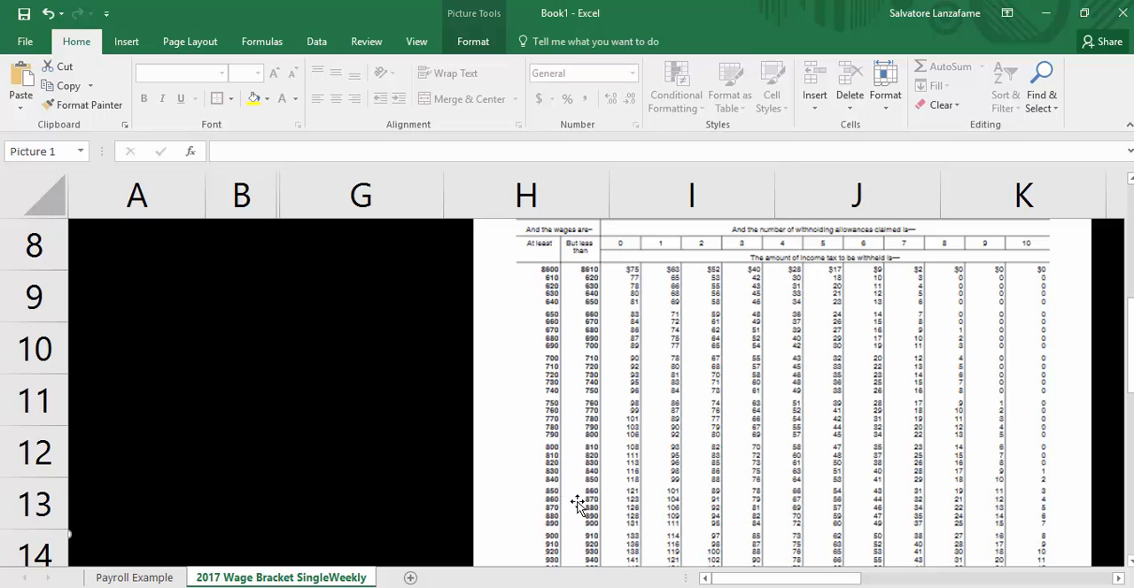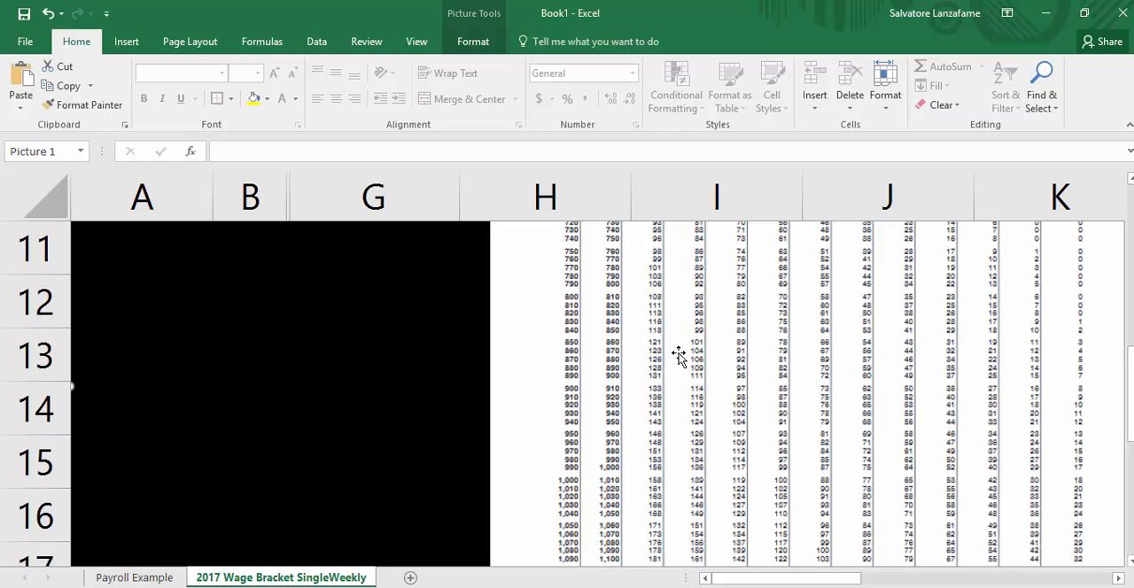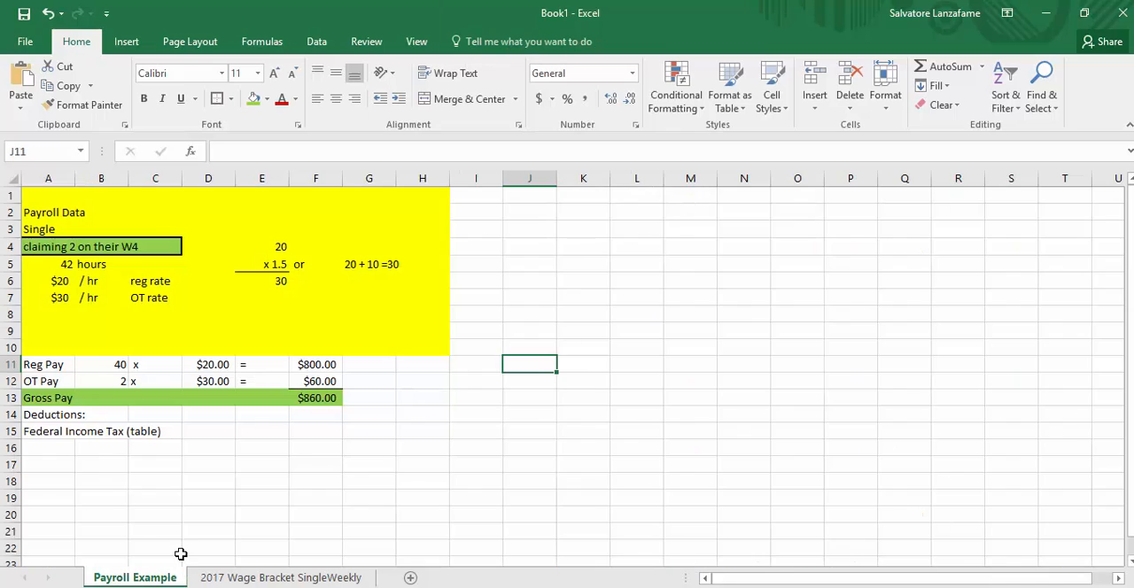Now that we're on this row, we're going to read across, and it looks like $91 is how much is going to come out of this person's paycheck. Let's blow that up a little bit in case you're having trouble seeing it, but it is $91. So let's go back over here and put $91 as the amount for federal income tax. If you are in a state where state income tax is taken out of your paycheck, you would go to your state's income tax table and go through the same format.